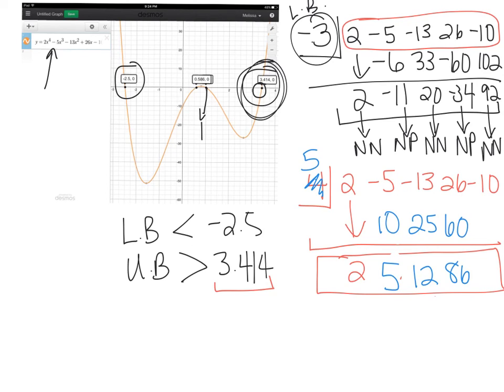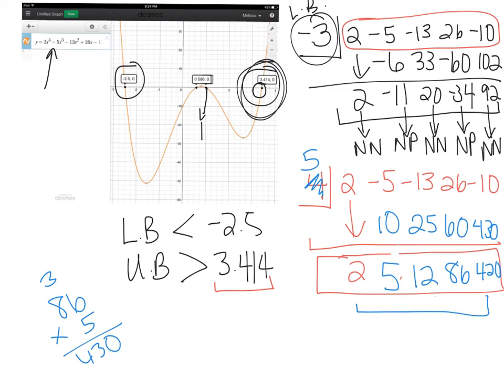And 86 times 5, if I just work that out over here, 86 times 5 is 30, carry the 3. 8 times 5 is 40, plus 3 is 43. So 430, and if I subtract 10, I get 420. So 430 minus 10, or 430 plus negative 10, gives me 420. These are all non-negative numbers, so that means 5 is my upper bound.